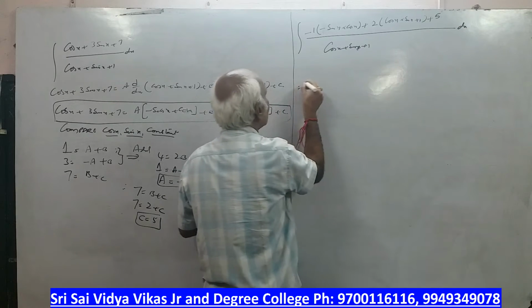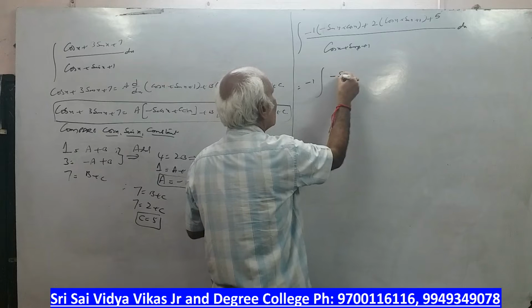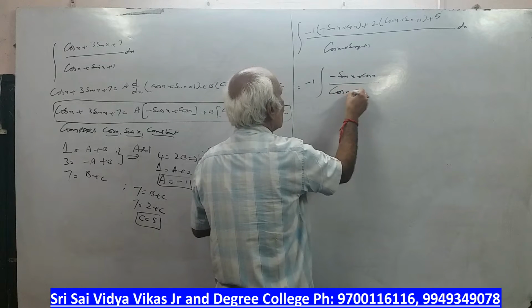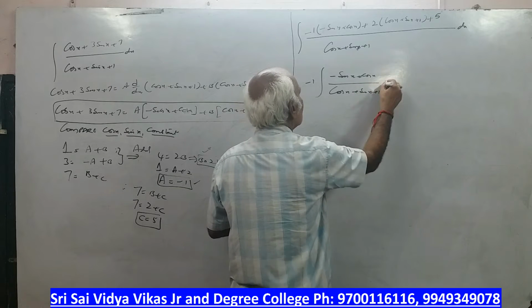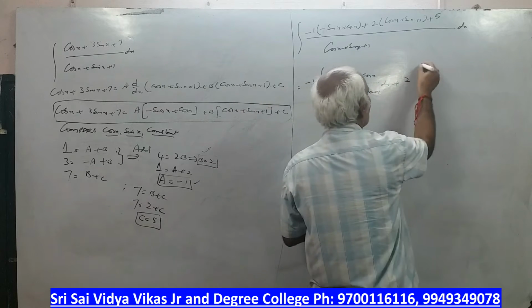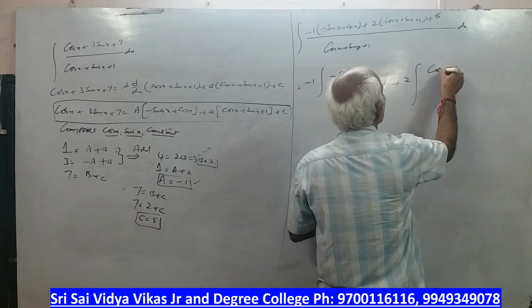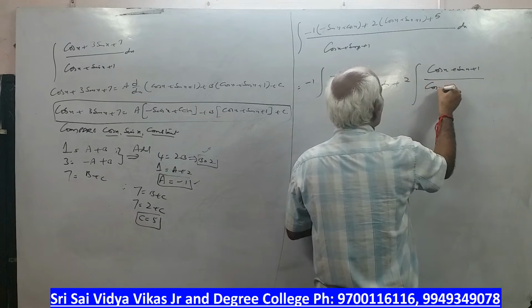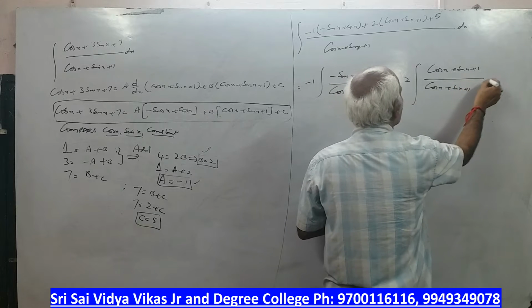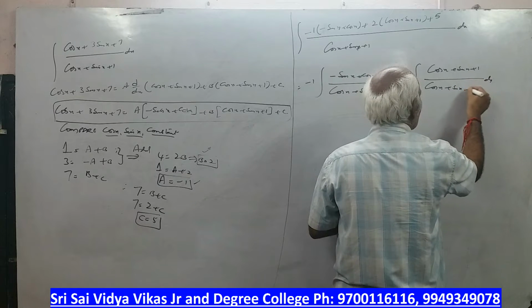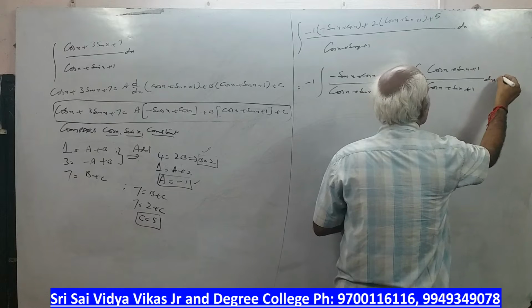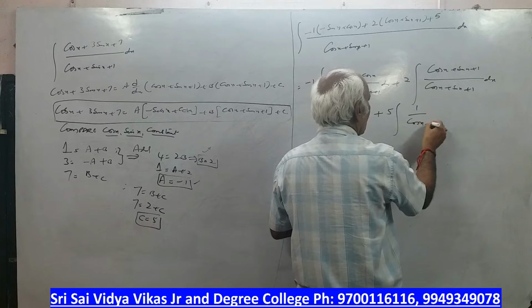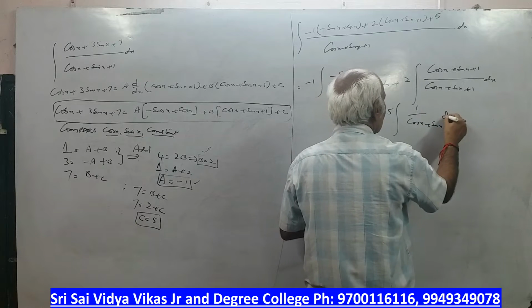Now separate them: minus 1 times the integral of (-sin x + cos x) by (cos x + sin x + 1) dx, plus 2 into the integral of (cos x + sin x + 1) by (cos x + sin x + 1) dx. What is the last one? Plus 5 into the integral of 1 by (cos x + sin x + 1) dx.